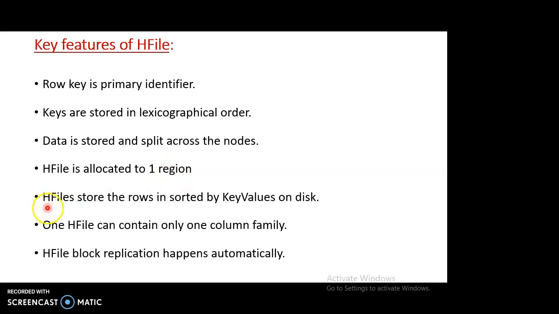Then the next point is HFile stores the rows sorted by key values on disk. Basically all the records in HFile are stored in sorted order, and this sorting is done by all the keys and values on the disk. So one HFile can contain only one column family. No two column families can be stored in a single HFile, and HFile block replication happens automatically.